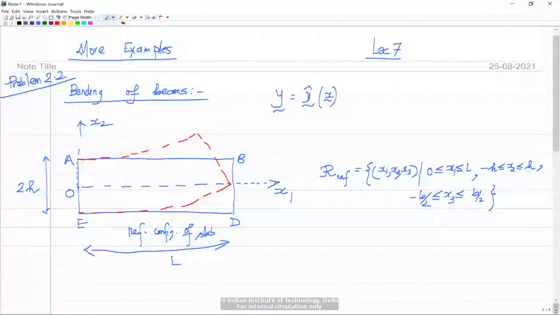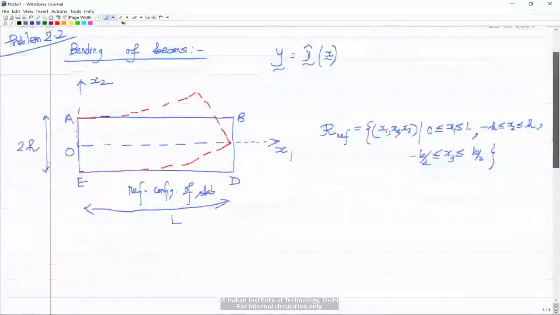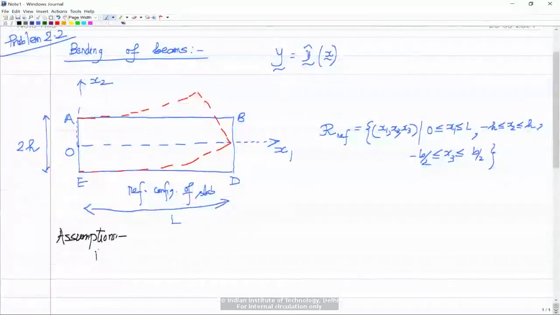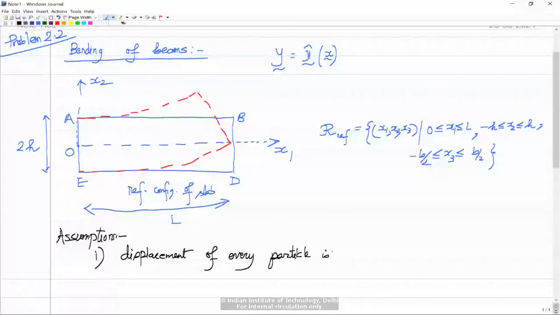Now, what's the property of this deformation? Of course, that means we have to assume something. So the first assumption that we will prescribe here, let me write down here, assumptions. It says the displacement of every particle is in the x1 x2 plane.